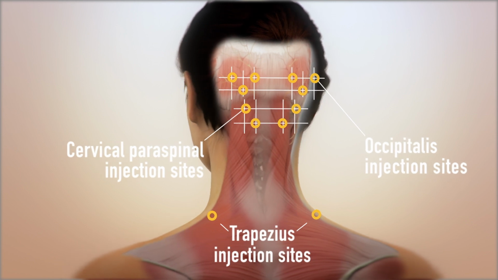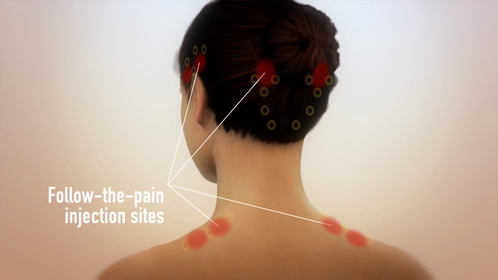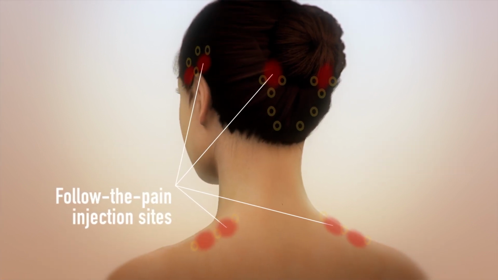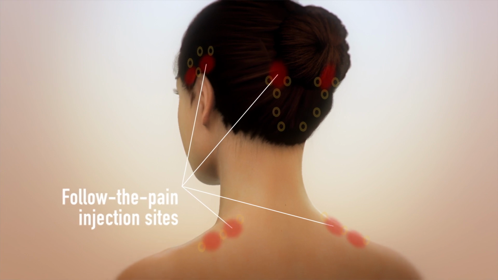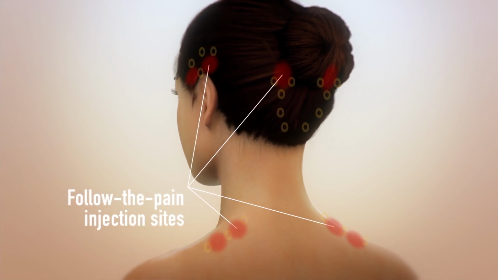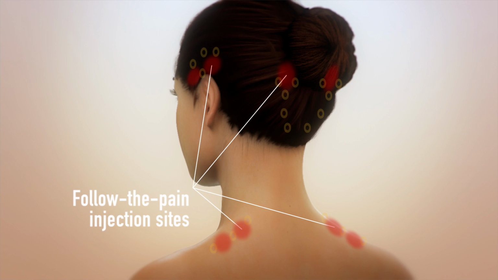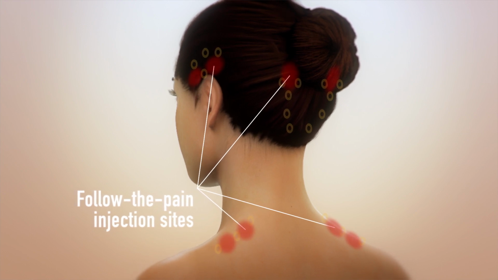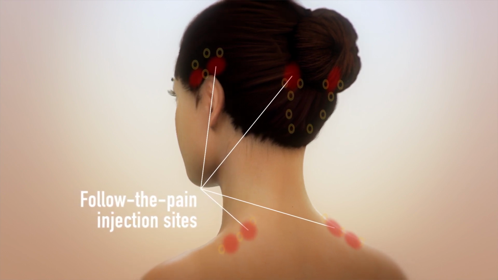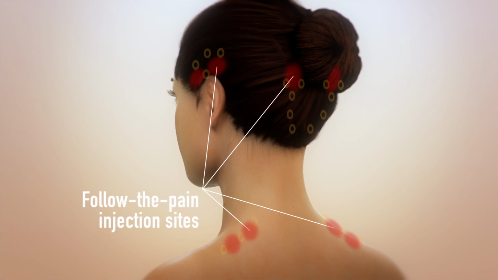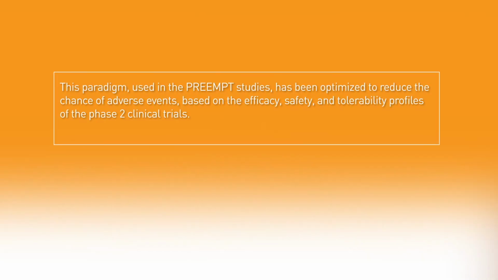Additional injections may be administered at your discretion, using a follow-the-pain protocol in up to 3 specific head or neck muscle areas: the occipitalis, temporalis, and/or trapezius, for a maximum total of 39 injection sites and 195 units of Botox. This paradigm, used in the PREEMPT studies, has been optimized to reduce the chance of adverse events based on the efficacy, safety, and tolerability profiles of the Phase 2 clinical trials.